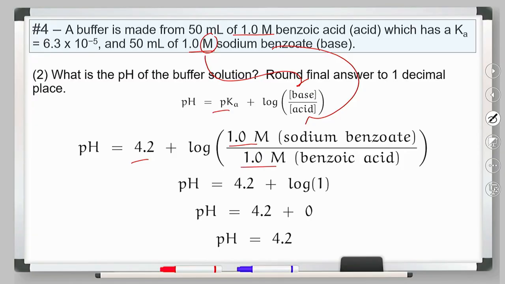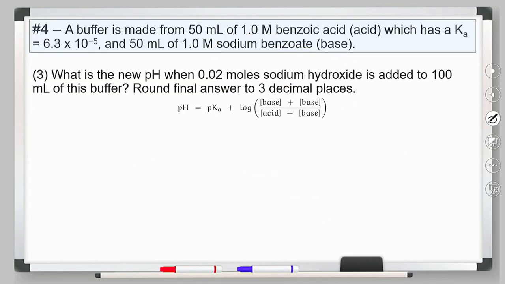All right. So doing that math, what is 1 divided by 1? 1. What is the log base 10 of 1? 0. So essentially the pH is equal to the pKa, which is 4.2. It's easy breezy. I don't know why you guys struggle with this. All right, so let's make this a little more difficult.